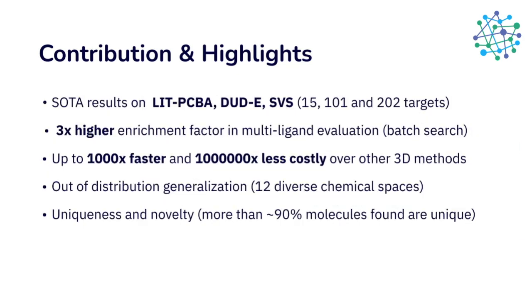Here is a summary of the points, so I will not repeat myself, but add two more. Since it's a machine learning method, it's surprising how well CHEESE generalizes. We have tried it on 12 diverse chemical spaces, which are out of distribution. We will see the benchmark soon. And the molecules it finds are mostly unique and novel. In fact, approximately 90% of the molecules found on average are not overlapping with other methods.